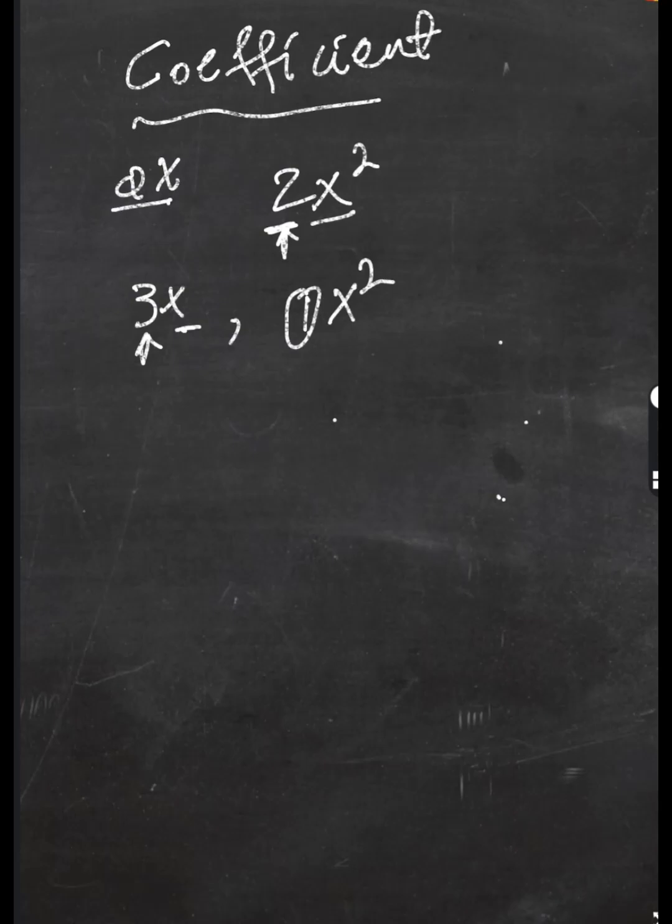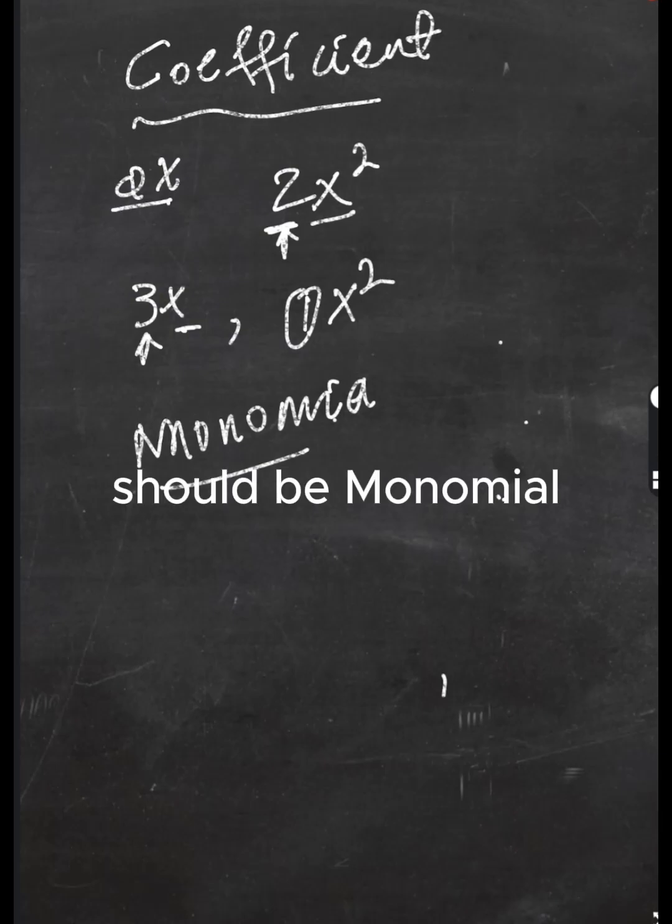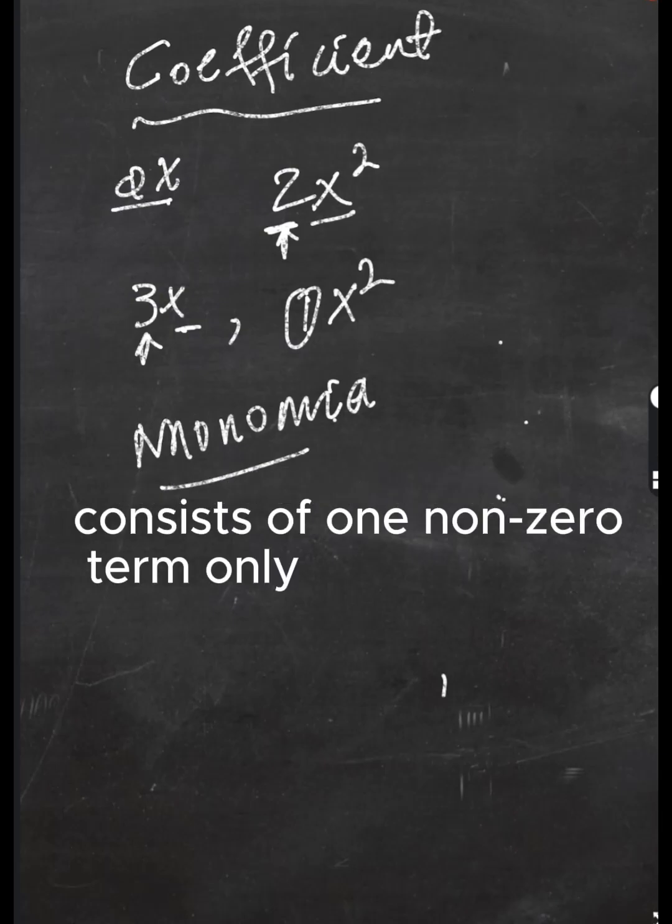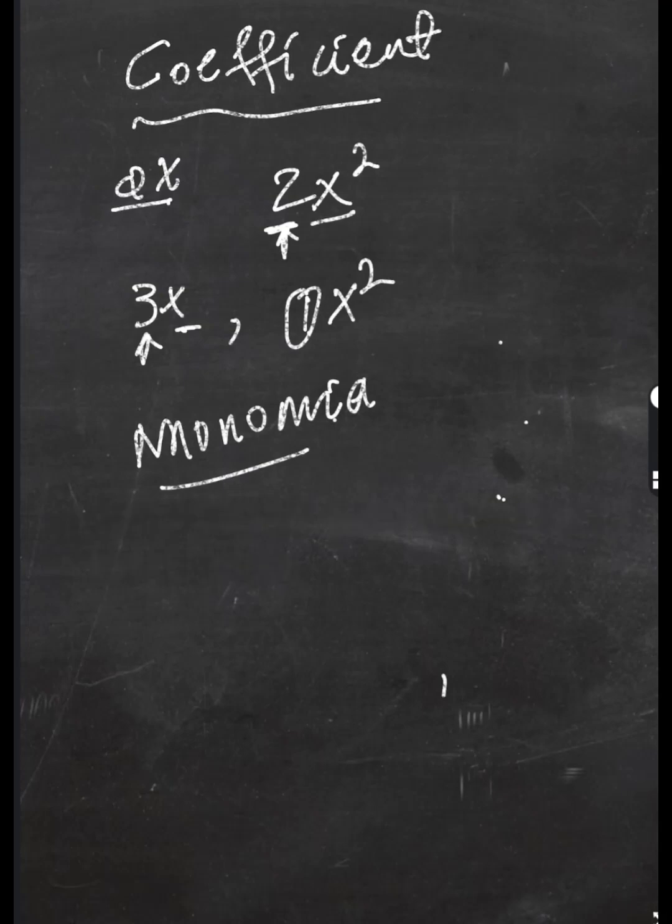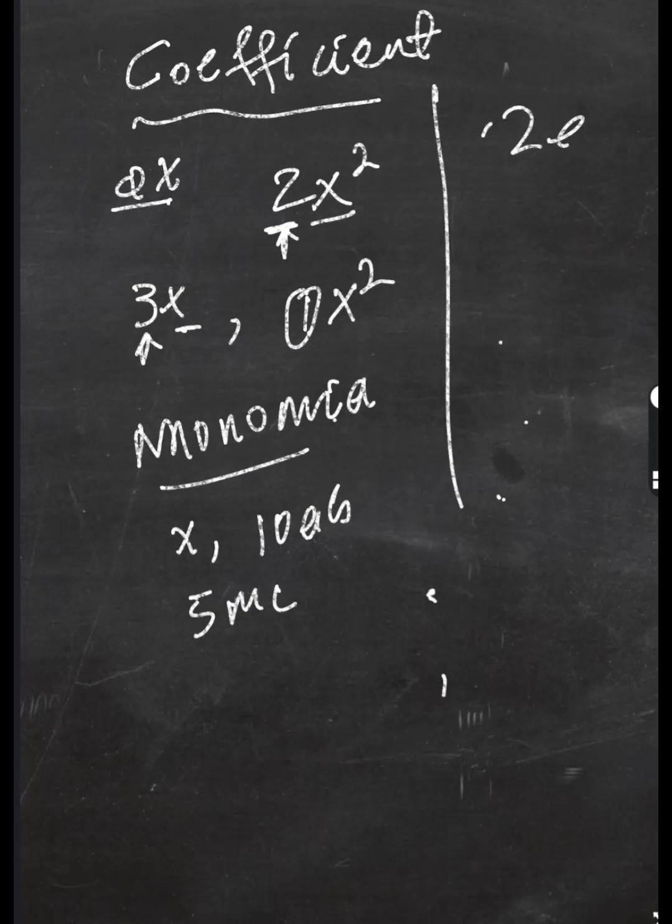The other one is monomial. A monomial is an algebraic expression which consists of one non-zero term. If I have, for example, x, that is a monomial. 10ab is a monomial, 5mc is a monomial, minus 2a is a monomial.